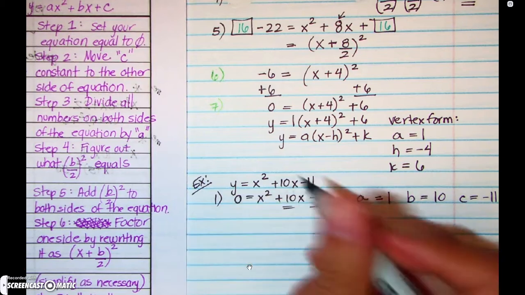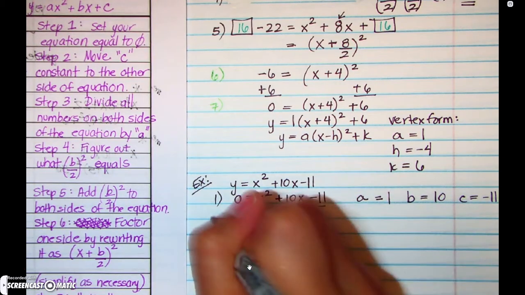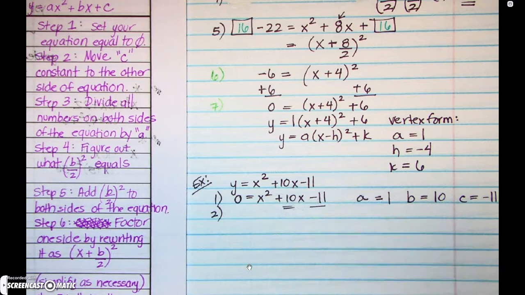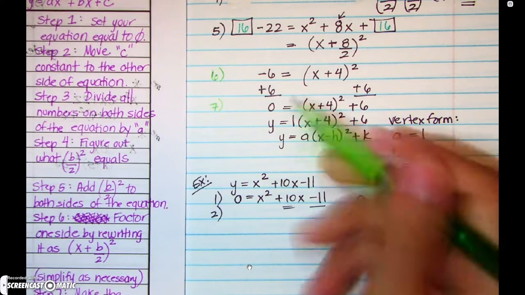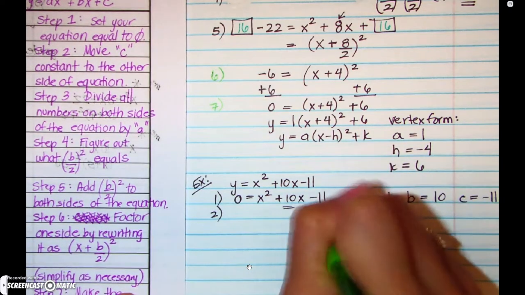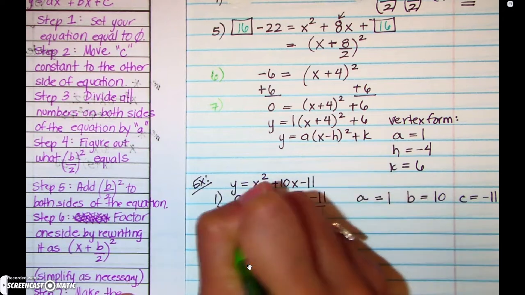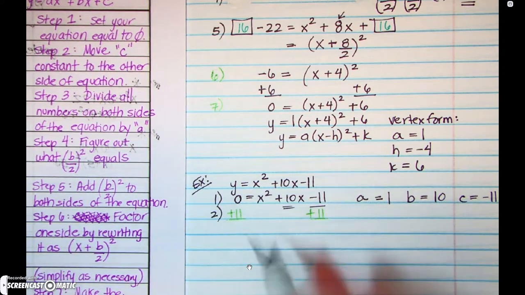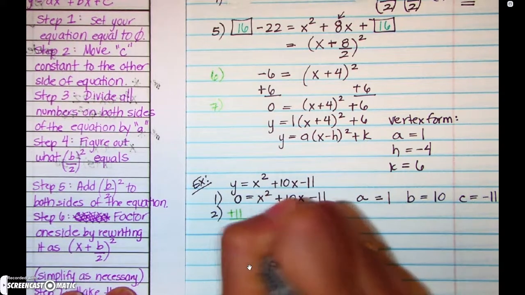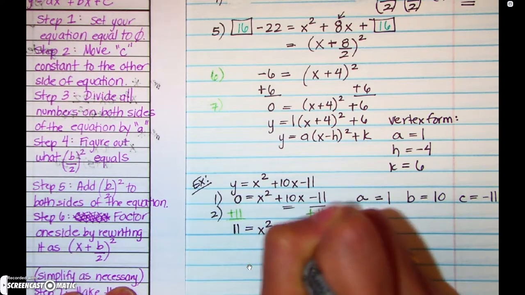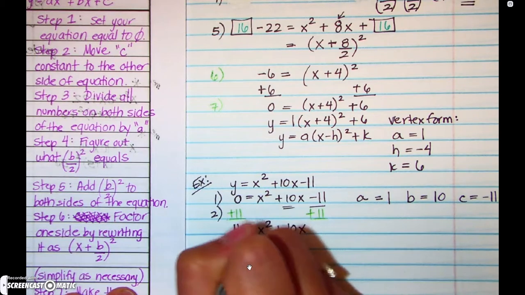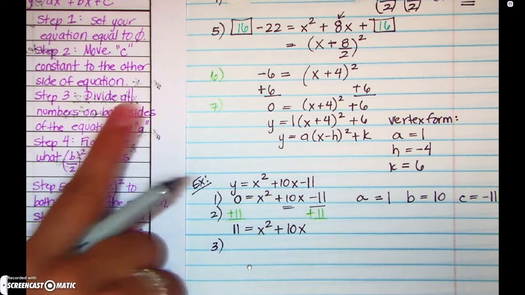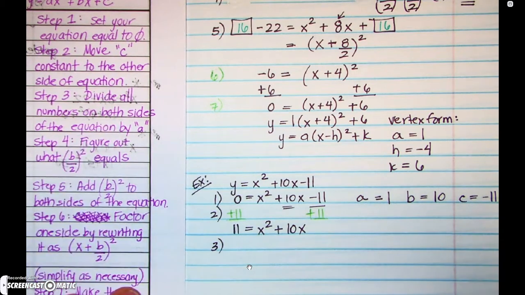Step 2 says move c, or the constant, to the other side. So c is negative 11. In order to get rid of a negative 11, I have to do the opposite of a subtraction, which is to add. So I'm adding 11 to both sides, and I'm left with 11 is equal to x squared plus 10x.